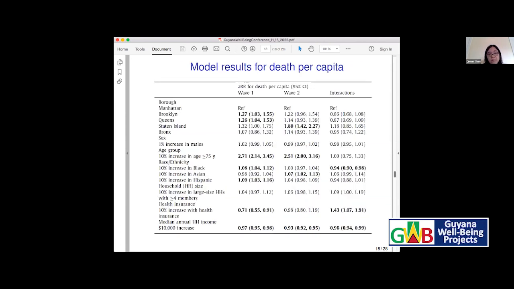Next, let's look at the model for death per capita. We see that although Brooklyn did not have an elevated incidence rate, it has a higher death rate per capita. Queens is the same, but not Staten Island in wave 1. But for wave 2, Staten Island was badly hit both for the incidence rate and also death per capita.